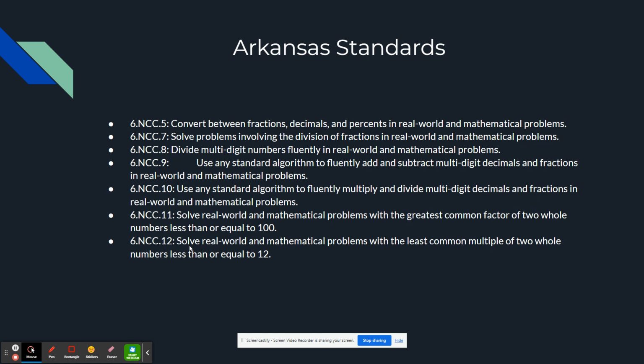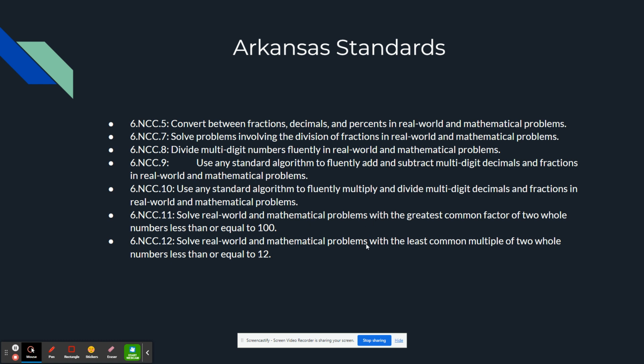How do these tools relate to Arkansas standards? Well, based on all these standards right here, you can really see that what we want as teachers is to find problems that can relate to the real world. Like use real world mathematical problems, real world mathematical problems for fractions and decimals, real world mathematical problems with common factors of two whole numbers, and so on.